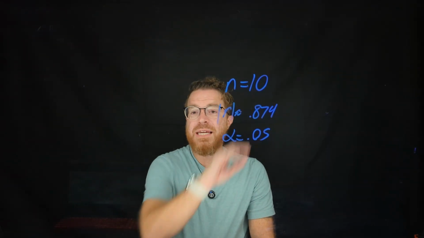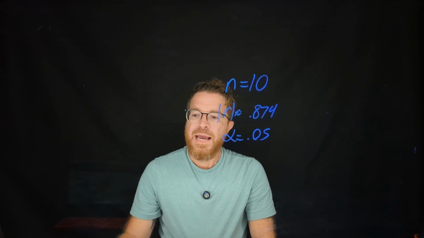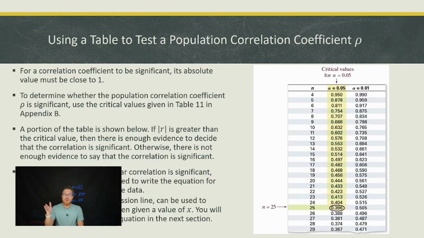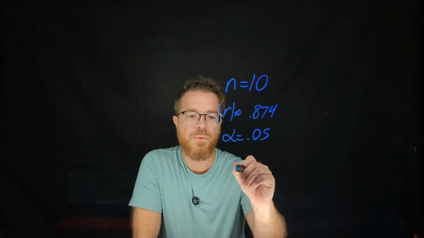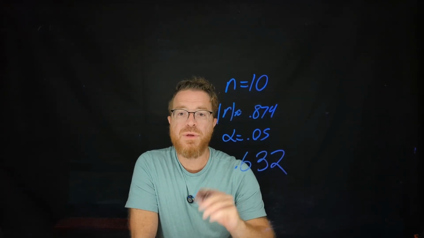So the fact is we have n equals 10. So now let's go back to that table, that snippet that we had. And if we go down to n equals 10, we go over to alpha is 0.05, we get a value of 0.632. So this is the value that we're going to compare this to.